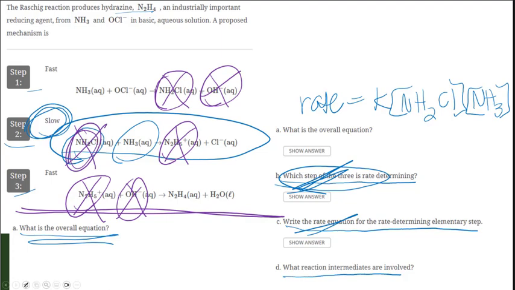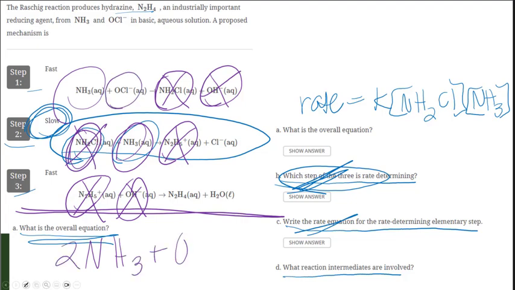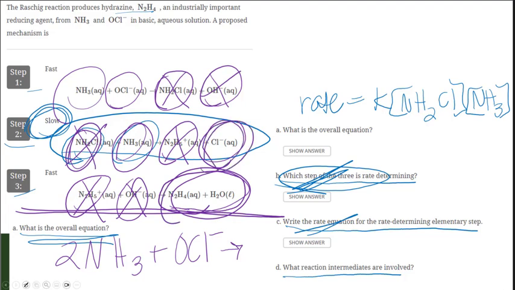Let's bring down everything else. I have two NH3s plus an OCl minus, and that's making N2H4, H2O, and Cl minus. These three would be my products. I just don't have room to write them. There we go. There is my overall reaction. The second step is our rate determining. That would be my rate equation for the rate determining step. And those are all of my intermediates.